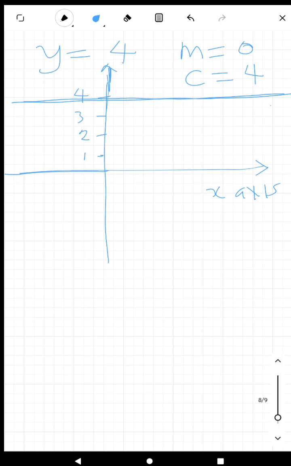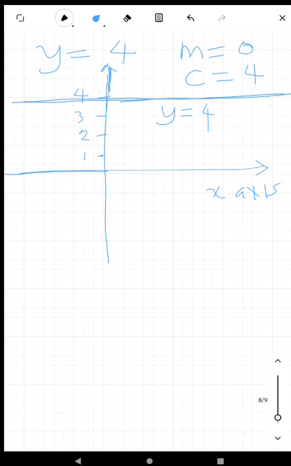So this line here is the equation y is equal to 4. You see that there's no gradient. There is no increase in y over the increase in x. As you are going towards the right, x is increasing, but there is no vertical increase in y. y is constant and is given by a number, y is equal to 4.